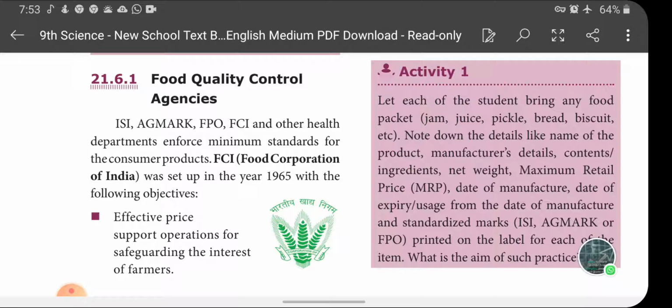Okay. FCI, that is the Food Corporation of India, was set up in the year 1965 with the following objectives. It is a 2-mark question. Here you will have two 2-mark questions, children. One is: what are the food quality control agencies? Okay, there are 4 food quality control agencies: ISI, AGMARK, FPO, FCI.